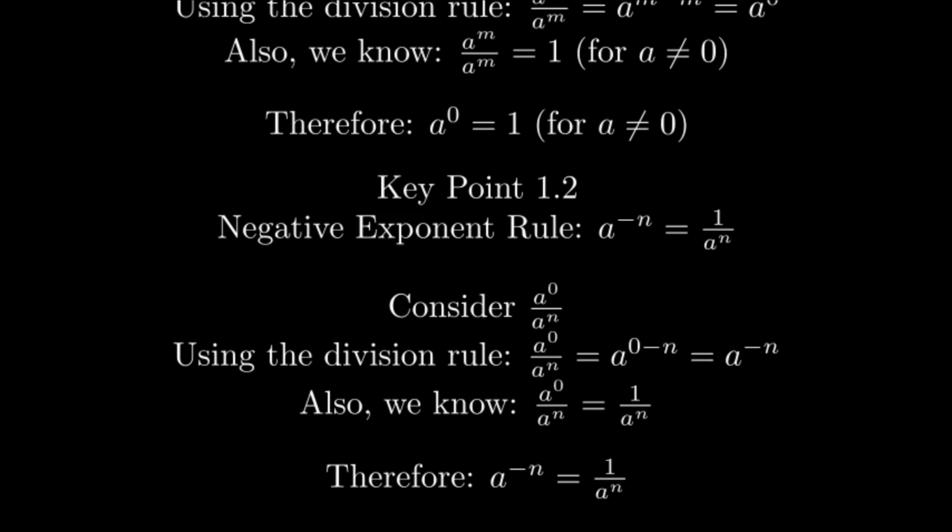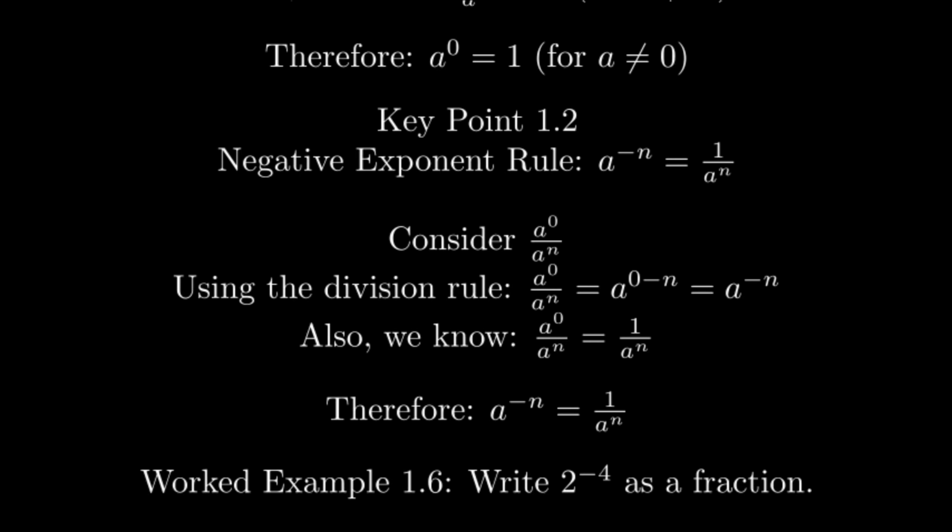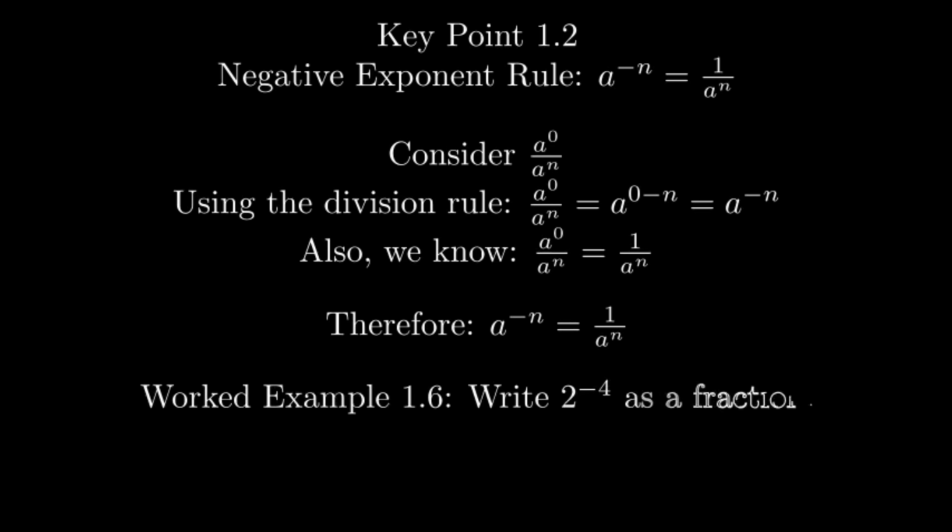Let's see this in action. Let's write 2 to the negative 4 as a fraction. Using our rule, 2 to the negative 4 is the same as 1 over 2 to the positive 4. 2 to the 4th is 16, so the answer is 1/16.